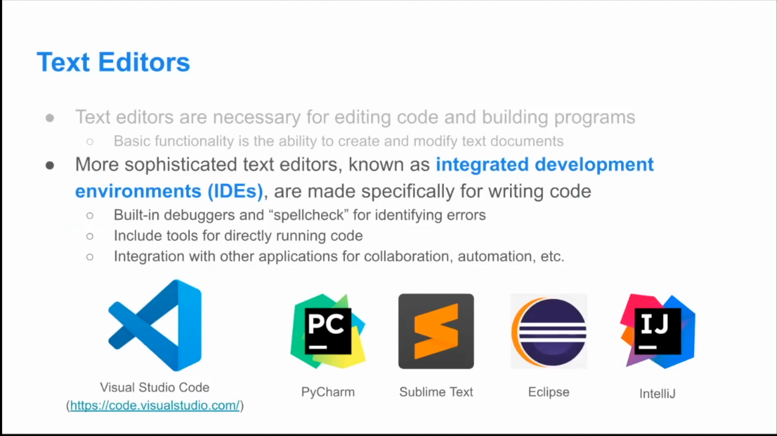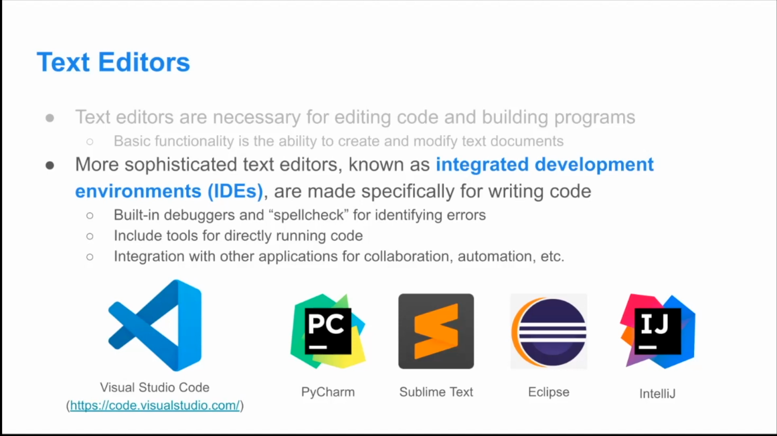However, you probably want to be able to do some more complicated things than what you can do with a basic text editor like the ones I just introduced, and that's where these integrated development environments, or IDEs, come in. And IDEs are made specifically for writing code. They usually will include some sort of built-in debugger or quote-unquote spell check to help you identify errors specific to your code. They include tools for helping you to directly run your code. And they can also integrate with a lot of other applications for collaboration or automation or other purposes that you may need as you get more advanced in coding.